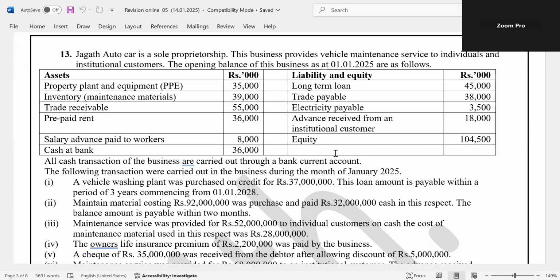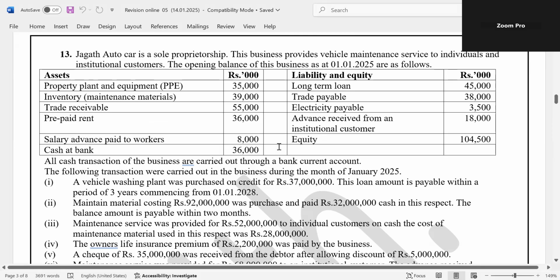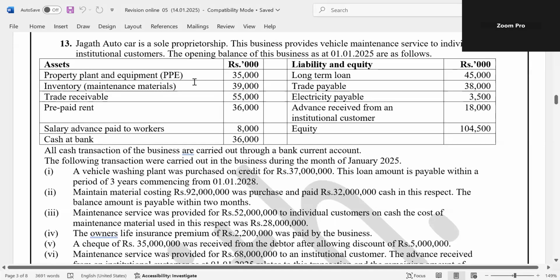Right. See the example, question number 13. Jagat Autocar is a sole proprietorship. This business provides vehicle maintenance service to individual and institutional customers, and opening balances are also given. Assets: property, plant, equipment, inventory, maintenance material, as well as trade payable, prepaid expense also given, salary advance.